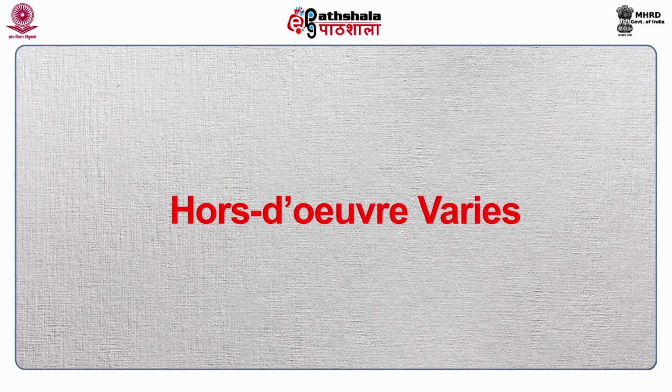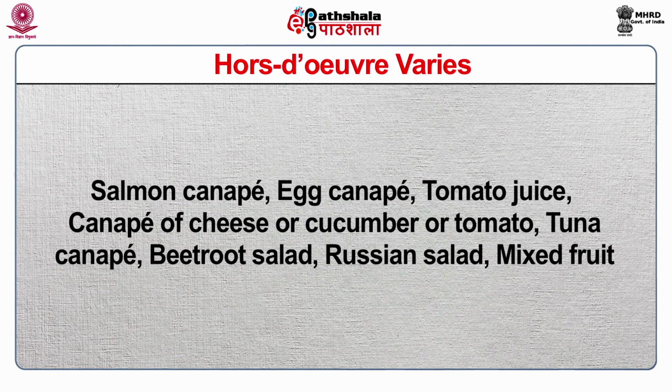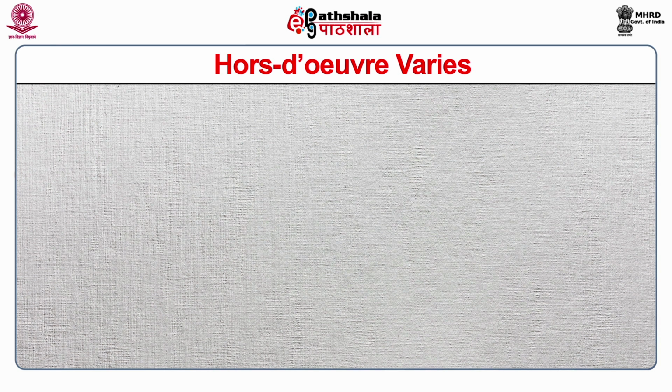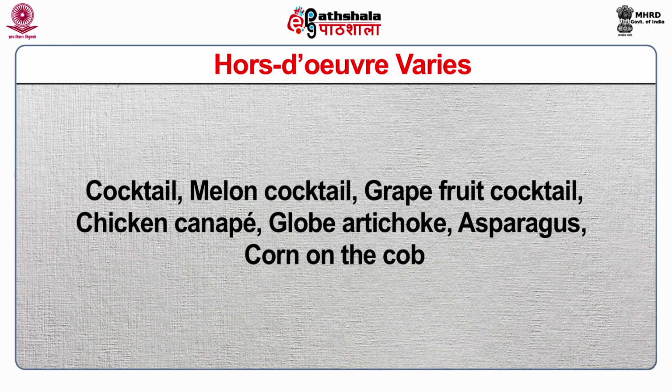Other variations of hors-d'oeuvre are: hors-d'oeuvre varié, salmon canapés, egg canapés, tomato juice, canapés of cheese or cucumber or tomato, tuna, beetroot salad, Russian salad, mixed fruit cocktail, melon cocktail, grapefruit cocktail, chicken canapés, globe artichoke, asparagus, corn on the cob. They are examples of it.